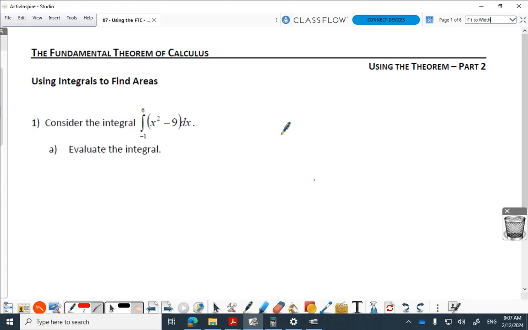Some of these need some work. I don't know why I don't fix it. I guess I'm entertained by it. This is using the theorem.